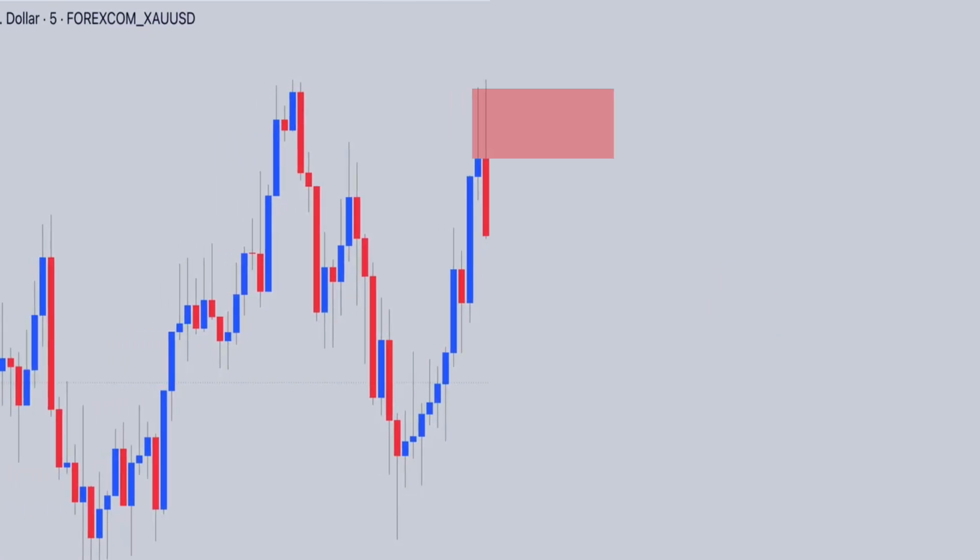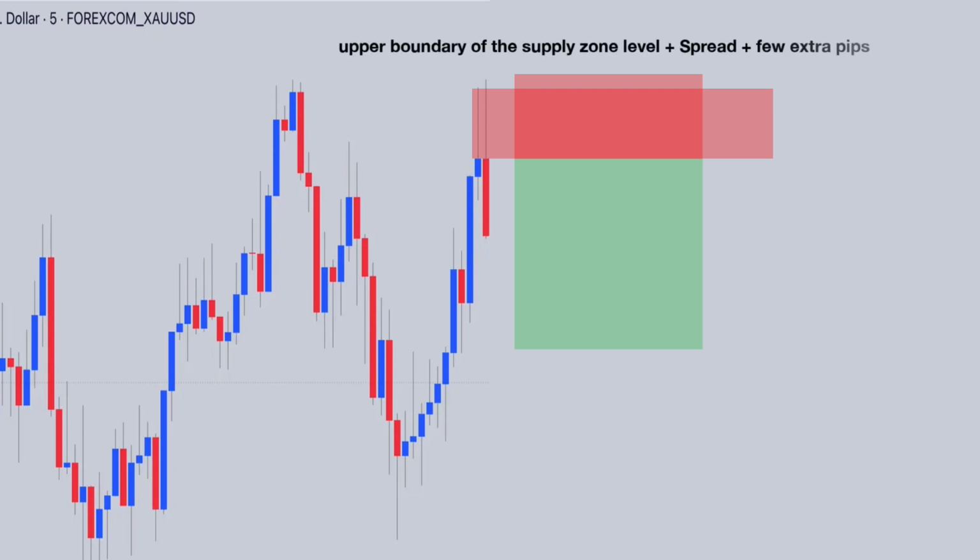First method, we place a sell order at the lower boundary of the supply zone and set our stop loss above the upper boundary of the supply zone. When setting the stop loss level, it's crucial to consider the spread. Whatever the spread is, we need to add a few extra pips above the upper boundary of the supply zone. This ensures that if the spread widens, we won't get stopped out prematurely before the price reaches the supply zone's upper limit and potentially reverses downward.